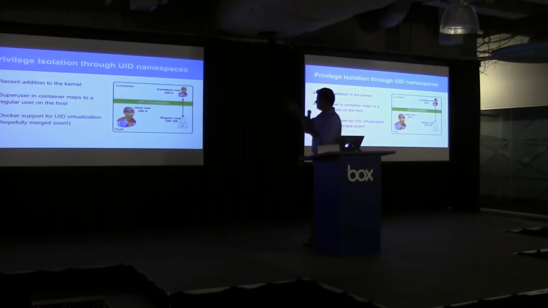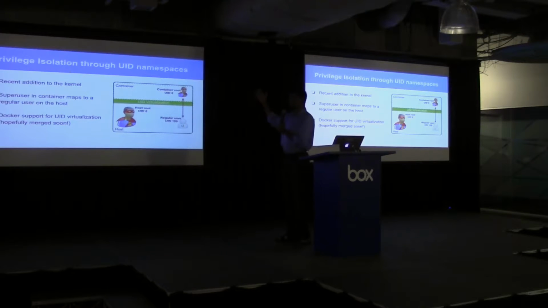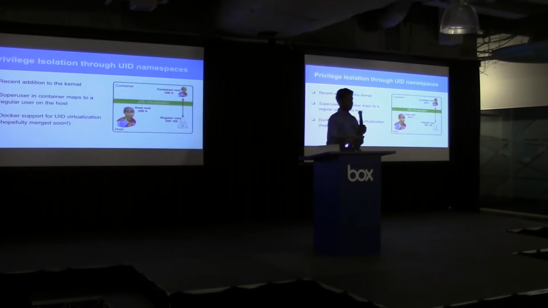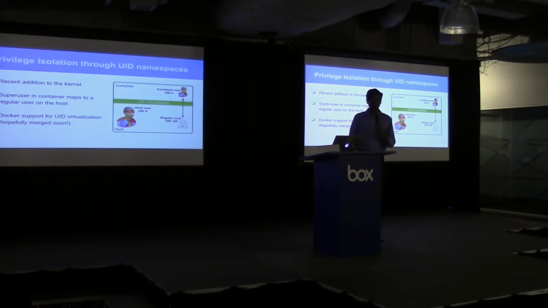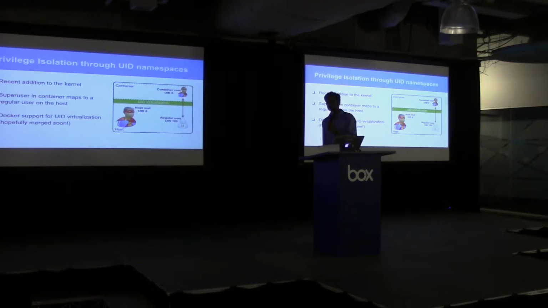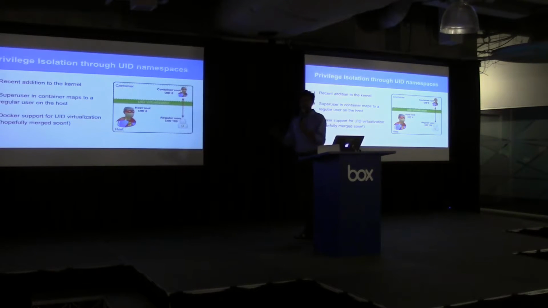So now the root in the container is mapped to a regular user on the host. What this allows is that the application can basically do anything the root does inside the container, but the scope of the privilege is limited to the container itself. So there's wide latitude on what the application can do, but you won't be able to impact other containers running on the host or the host itself.